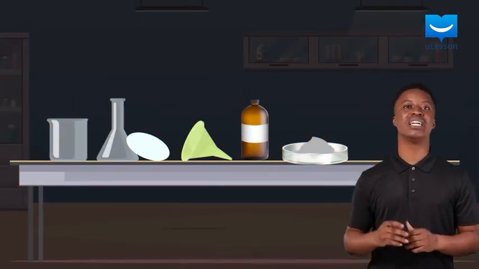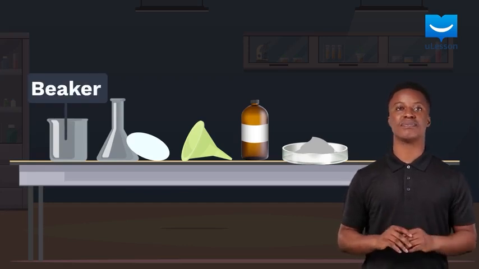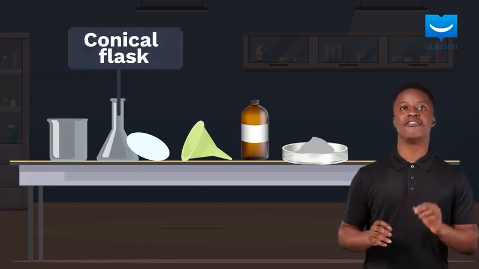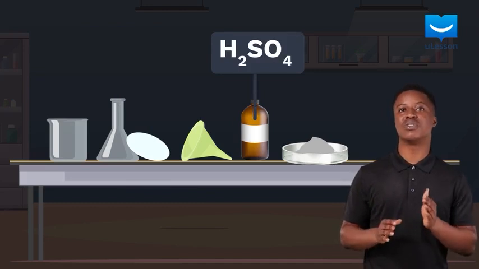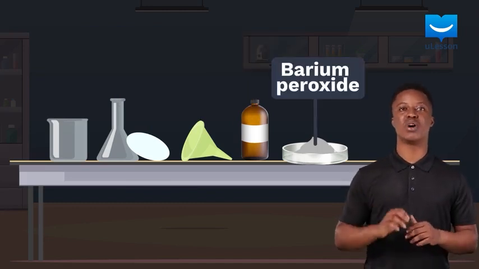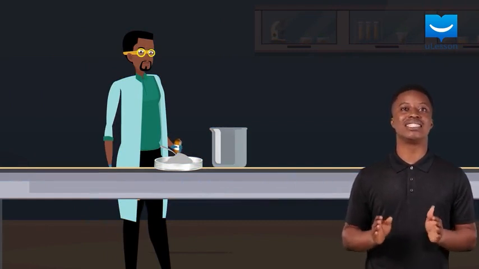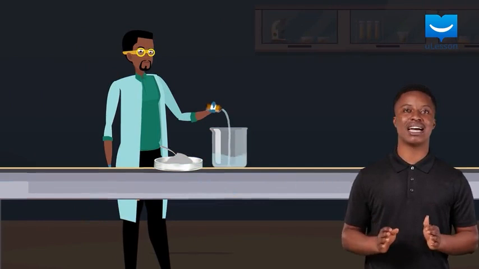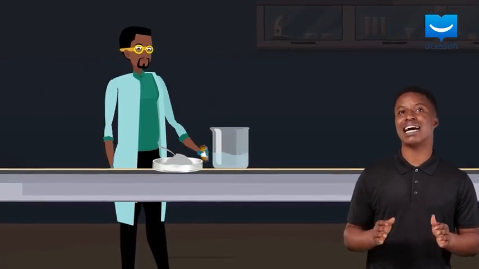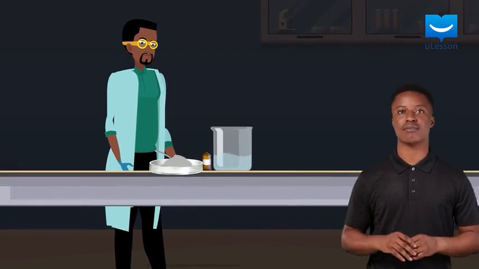The apparatus and reagents needed for this preparation process include beaker, conical flask, filter funnel, filter paper, dilute tetraoxosulfate(VI) acid, and barium peroxide. Now, after the scientist puts on his laboratory safety wears, he pours in a measured volume of the acid into the beaker and then adds a weighed amount of barium peroxide into the beaker.